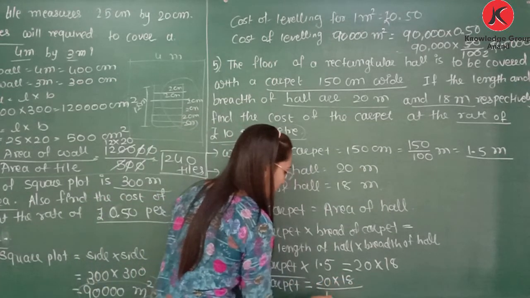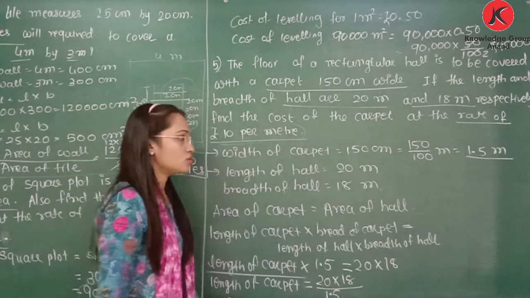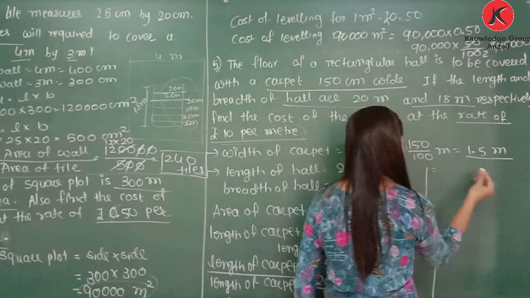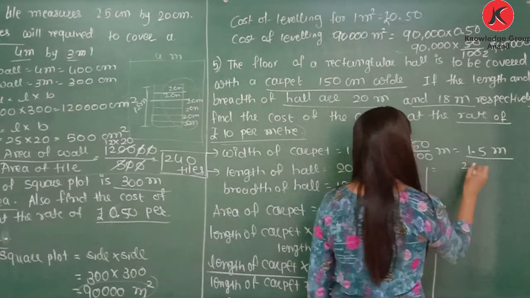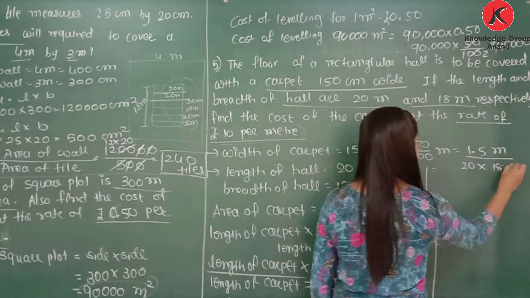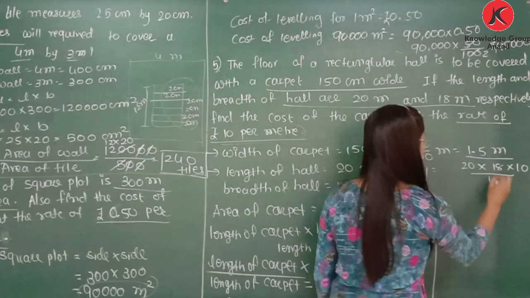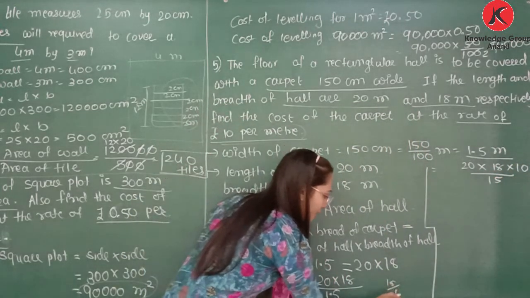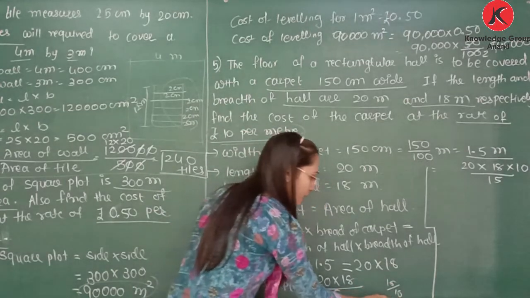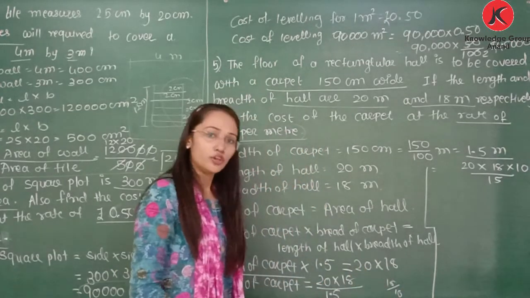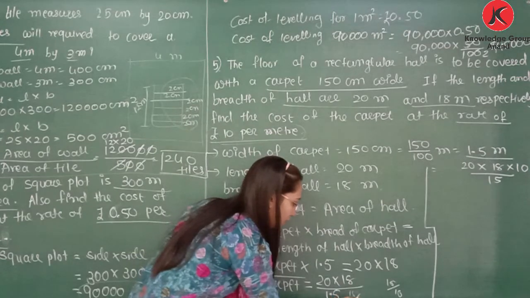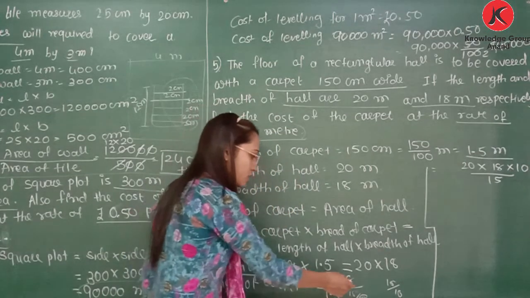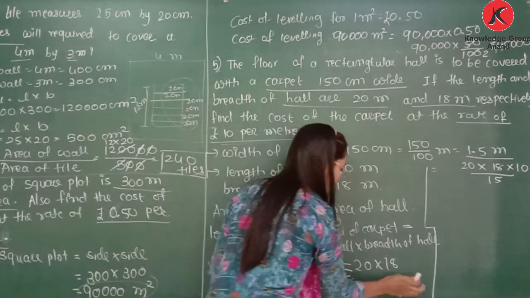Multiply 18 divide 1.5. So now let's solve this. 20, 18, 10. Now 1.5 is 15 divided by 10. So denominator will be in the numerator. So this will be 15 by 10. So this 10 will be in multiplication with the numerator. So 20 multiply 18 multiply 10.